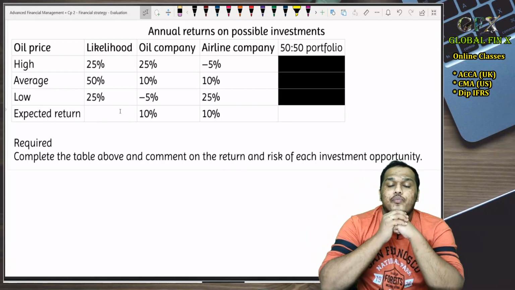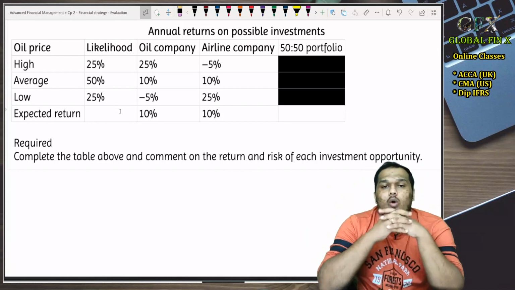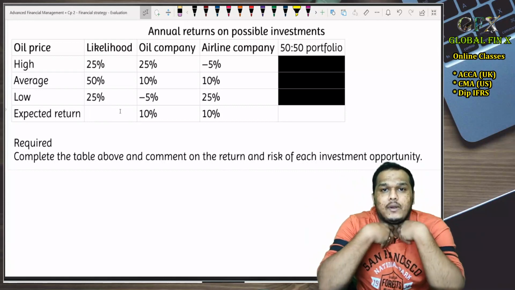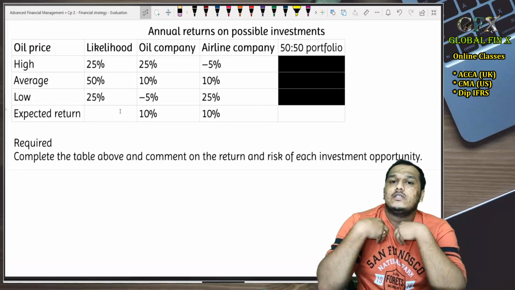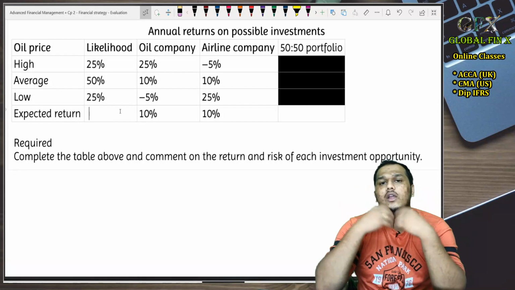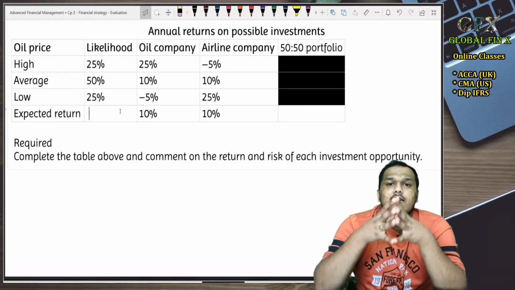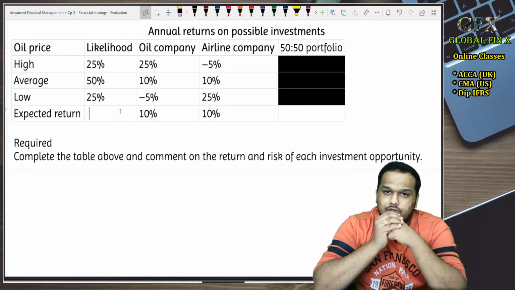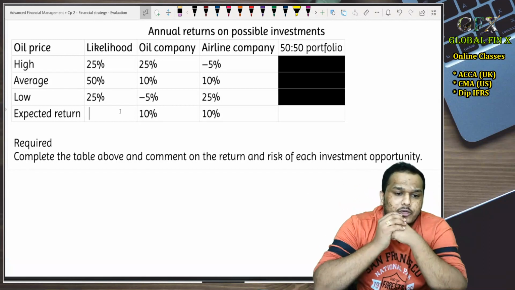Now, you have two options. Either with the capital that you have, you can purchase shares of an oil company like BPCL or ONGC, which directly or indirectly relates to oil production and oil prices. BPCL, Bharat Petroleum Corporation Limited.